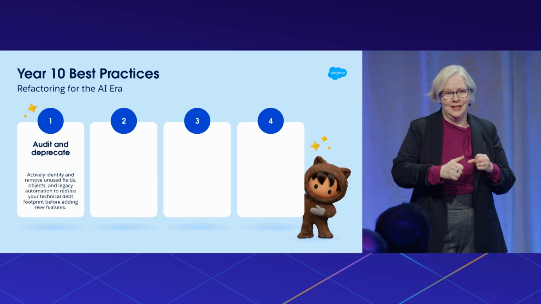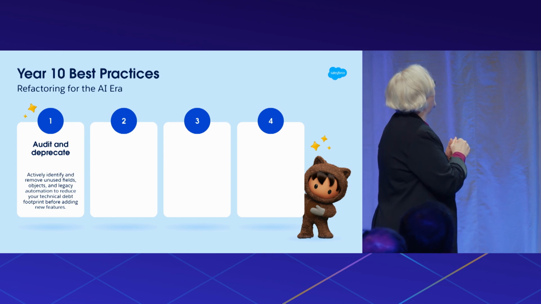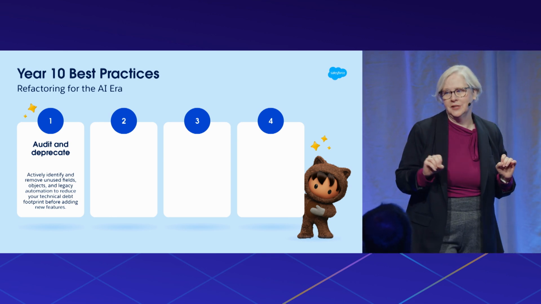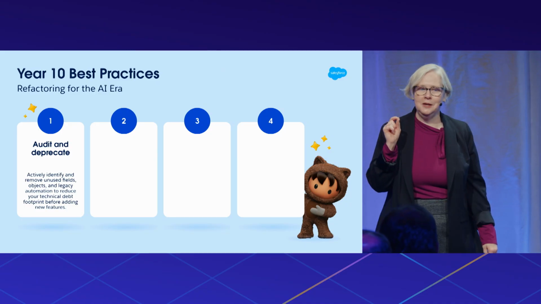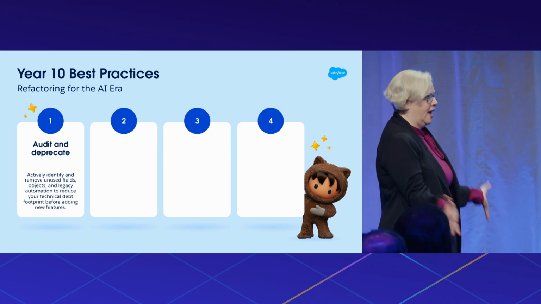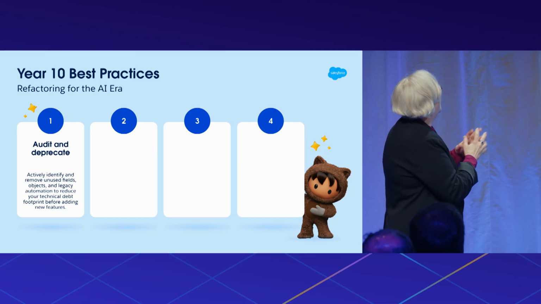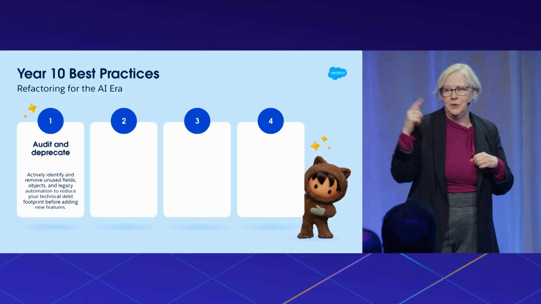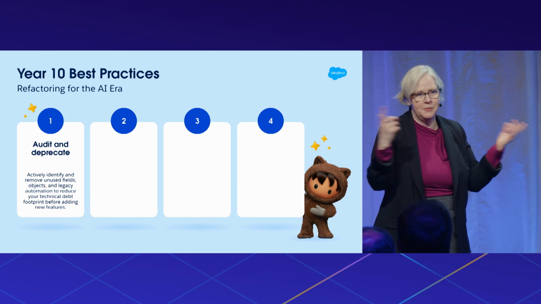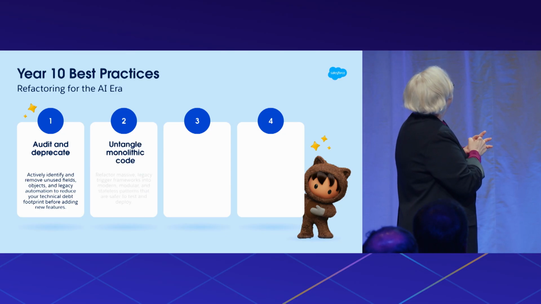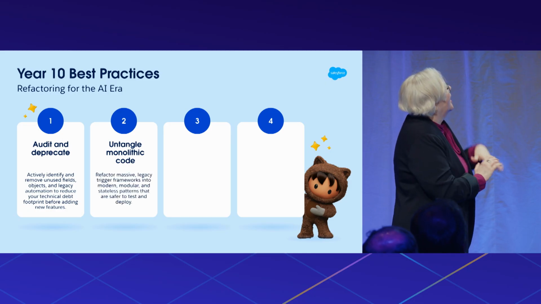Audit and deprecate, get rid of the trash. Actively identify and remove unused fields. This is a pretty simple thing, but it's very, very powerful. Simplifies your UI, simplifies everything that's going on in the org. Objects as well, any legacy automation. Hey, we needed this when we did business this way, but we don't use it anymore. Let's just get rid of that. And reduce our technical debt.